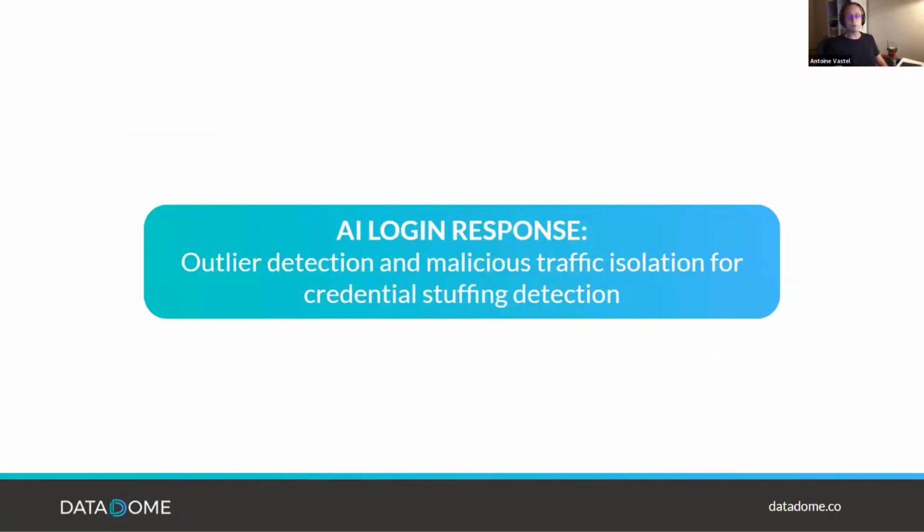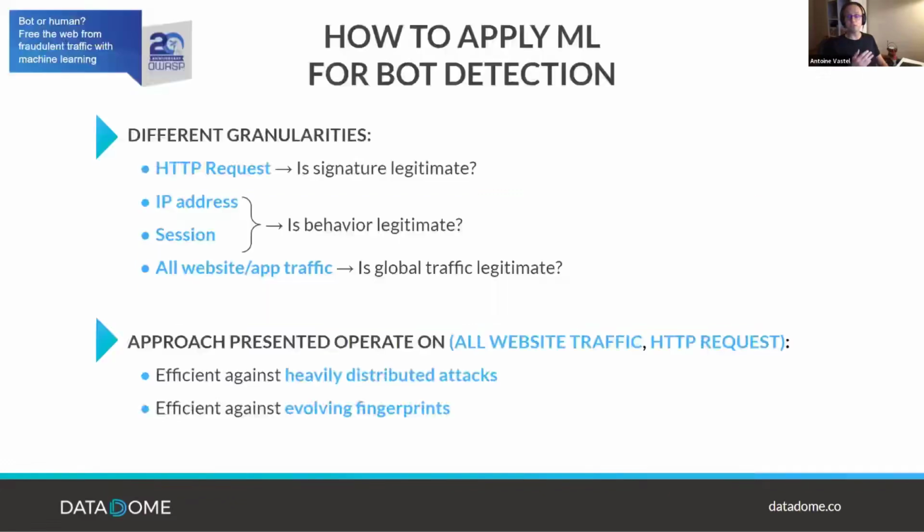Now, I'm going to present a use case of applying machine learning to bot detection. That's an approach that we call AI login response, which is specialized in detecting heavily distributed credential stuffing attacks. So attacks conducted on the login endpoints where each IP makes few requests. So it's a combination of outlier detection and malicious traffic isolation specialized for credential stuffing.